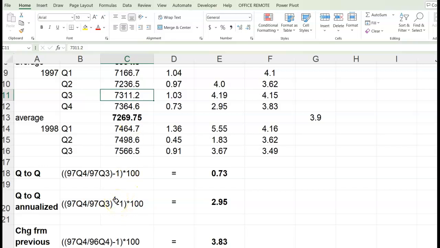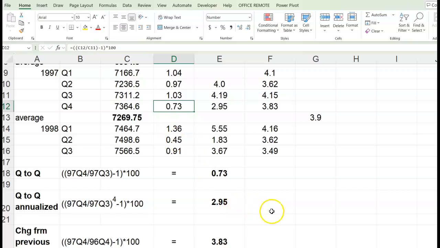Now, the reason why we raise it to the fourth power is because there are 4 quarters in a year. If this was monthly numbers, we would raise it to the 12th power, not the fourth power. And what this does is it says, what if the rate of change, which is 0.73 in one quarter, what if that rate of change continued for 4 quarters? And what you have to do is you have to take into account compounding.